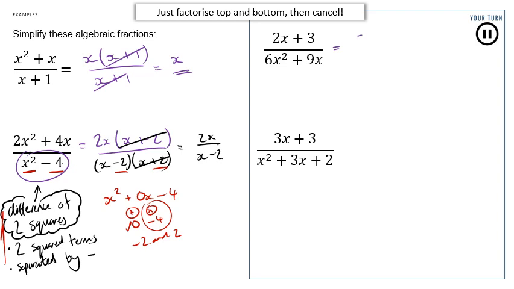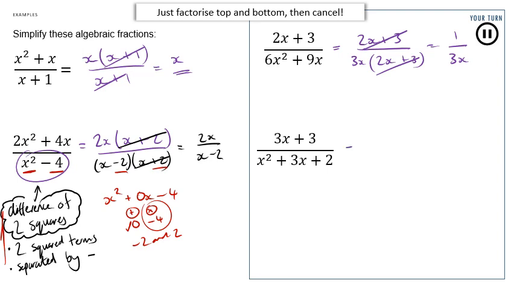We can't factorise the numerator here at all, but we can factorise the denominator. So we can factorise 3x out of both those terms. And then what we've got in the brackets here looks familiar. We can divide top and bottom by 2x plus 3, which will give us the answer 1 over 3x.